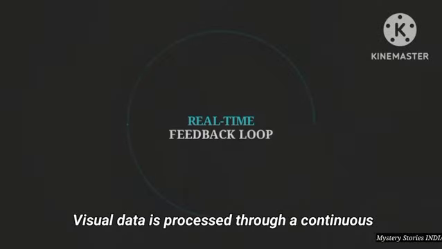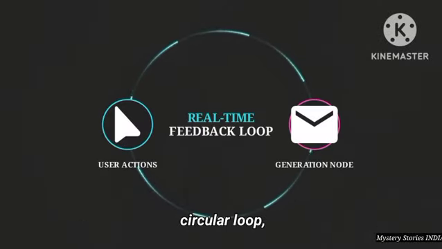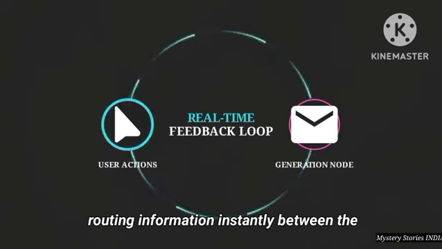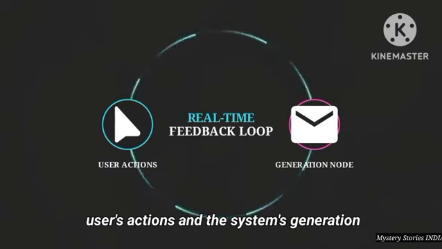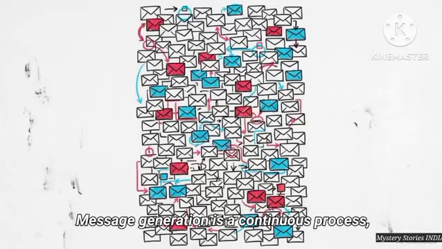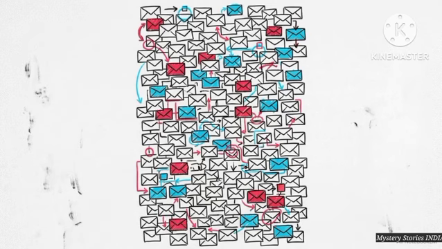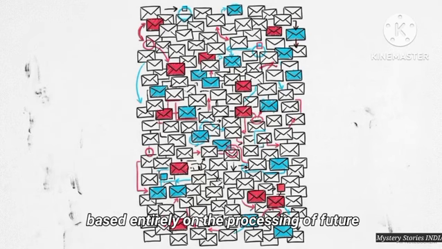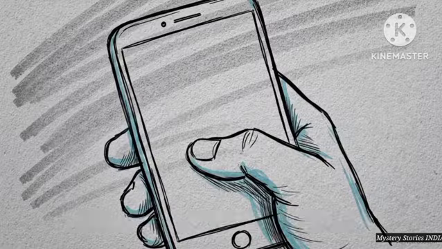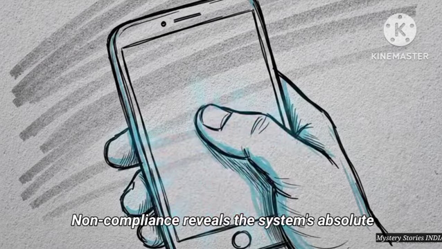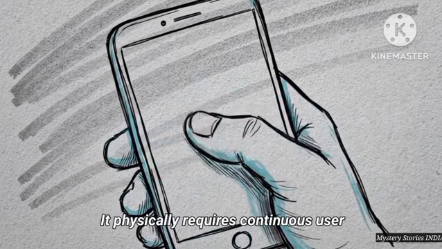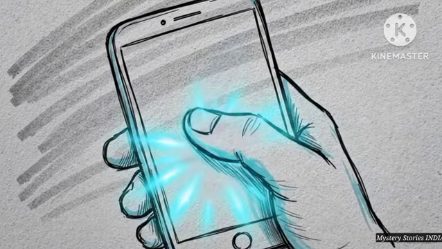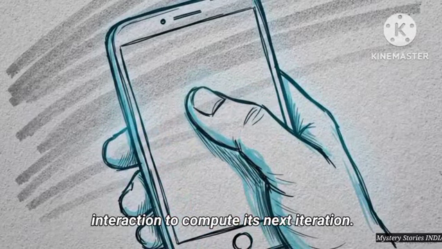Visual data is processed through a continuous circular loop, routing information instantly between the user's actions and the system's generation node. Message generation is a continuous process based entirely on the processing of future user decisions. Non-compliance reveals the system's absolute core dependency. It physically requires continuous user interaction to compute its next iteration.